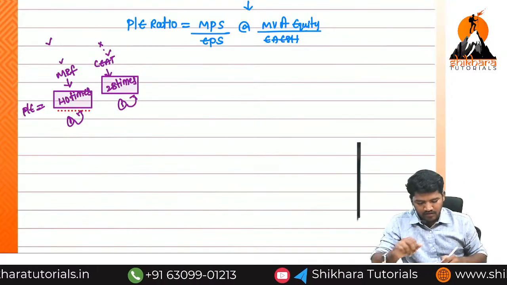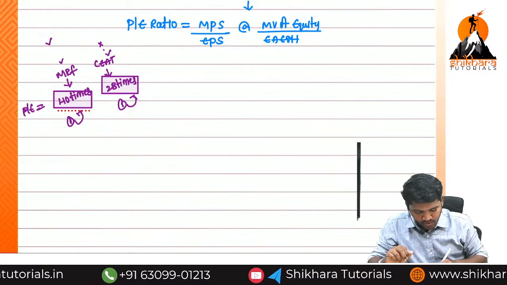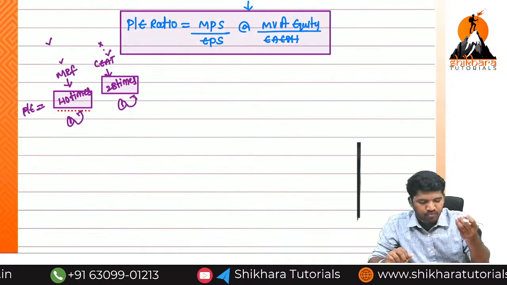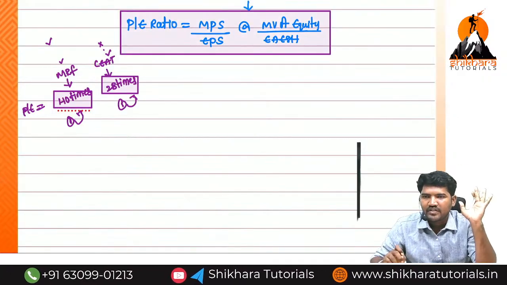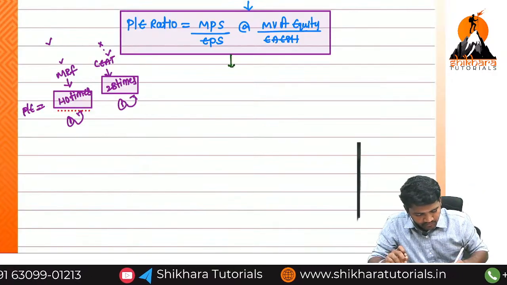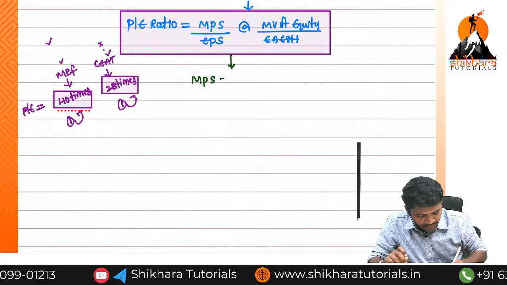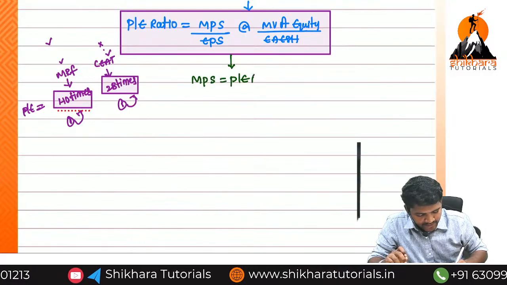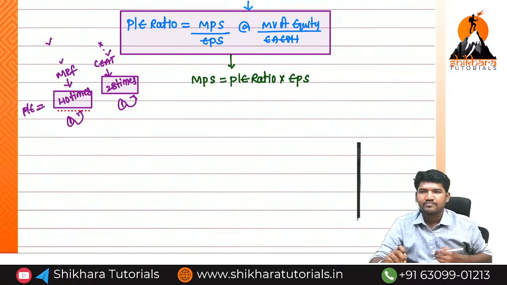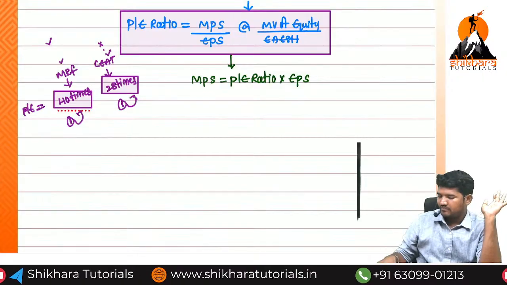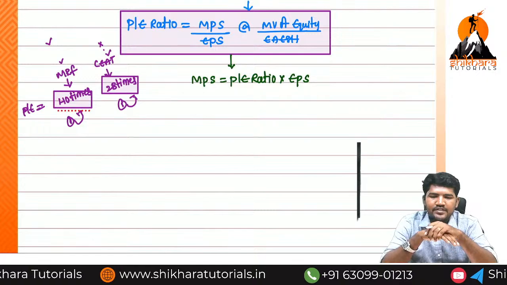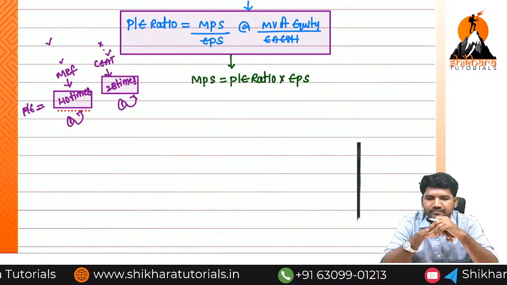Okay, done. Apart from the subject knowledge, in most cases, if they give the PE ratio, it is a clue for MPS calculation. It's a clue for what, sir? MPS calculation. Now MPS equals, shuffle the formula, PE ratio into what, sir? EPS. Just shuffling the formula, you will get MPS. So MPS equals PE ratio into EPS.